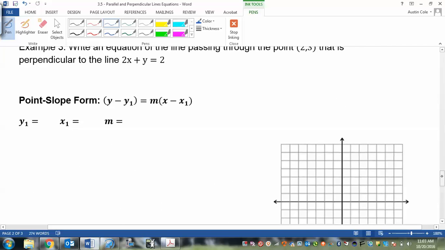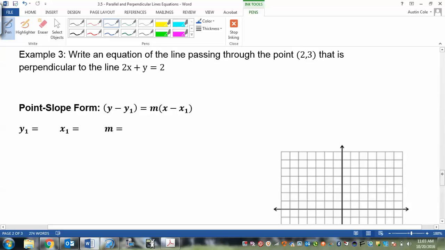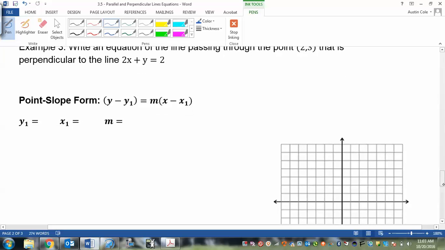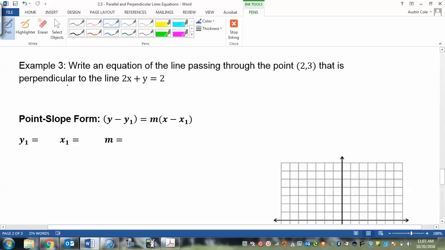Okay. Here we go. Example 3. Hang with me here. I know I'm talking a while. Write an equation of a line that passes through the point 2, 3 that is perpendicular to this line. Now, is this line in slope-intercept form? It's not. What do we call that? Anyone remember?